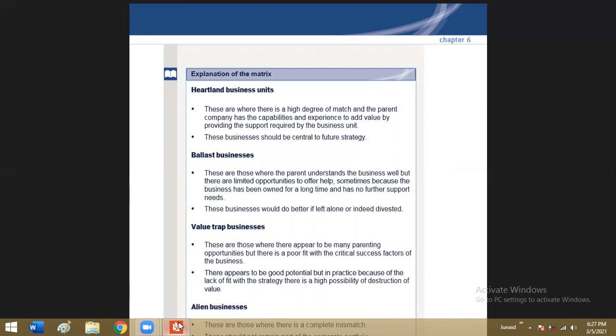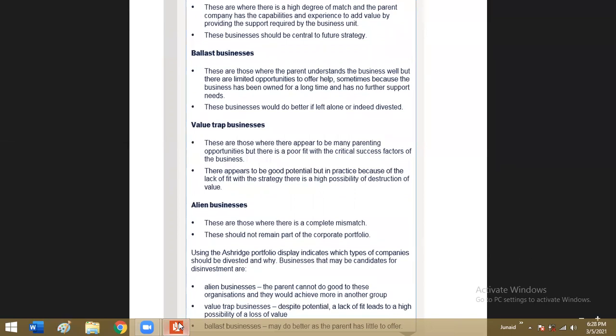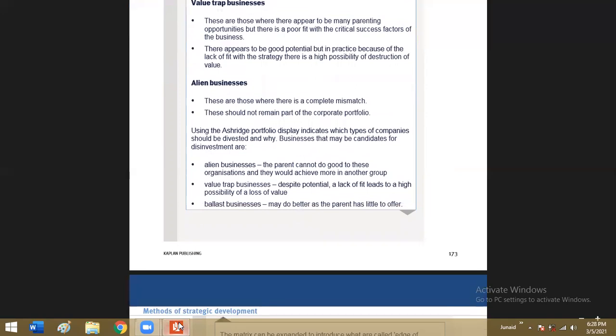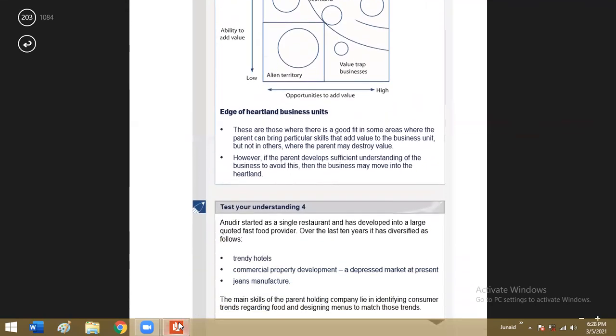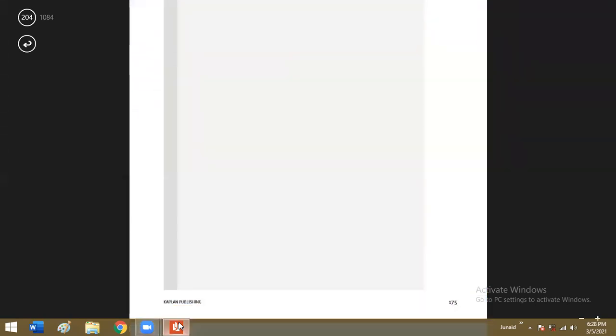If you have the ability, that is heartland. If the parent company understands the business well, but the opportunities are limited, this is called ballast. If you lack the abilities but there are opportunities, this is called value trap. And if both are low, opportunities are less and your abilities are also less, this is called alien business. That is not your cup of tea, you are not going into that market at all.